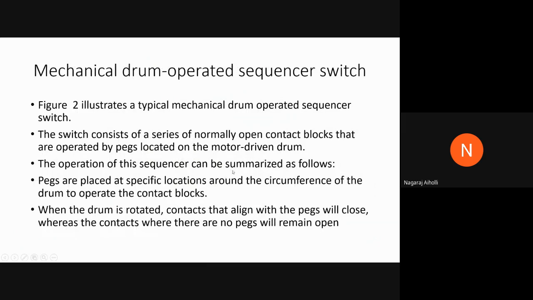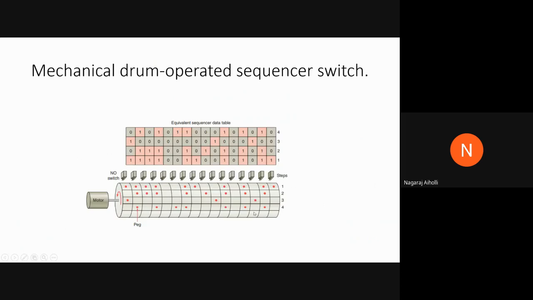Then in the next part, we are looking into the mechanical drum operated sequencer switch. Here again, there is a motor which is driving the drum. On these drums, there are what are called pegs. And when these pegs come in contact with the normally open switches, the contacts become closed. Wherever it is a closed contact, that is indicated as 1. And wherever the pegs do not come in contact with the NO switches, so these round dots you are seeing, they are the peg structures. When they do not come in contact with the NO switches, that is considered the open condition or the zero condition. As you can see here, for the 4 steps, right?